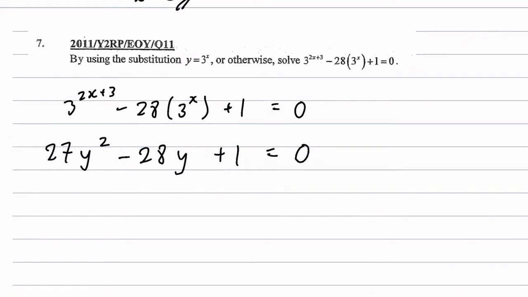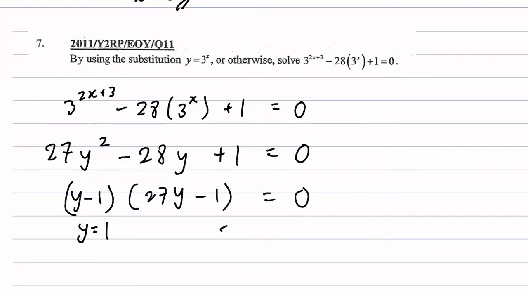Okay, so now we want to solve for y. How? Just use a calculator. Exam strategy. y minus 1, 27y minus 1 equals 0. Okay, so therefore y equals 1 or y equals 1 over 27.